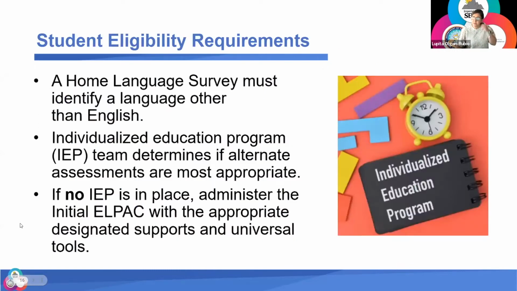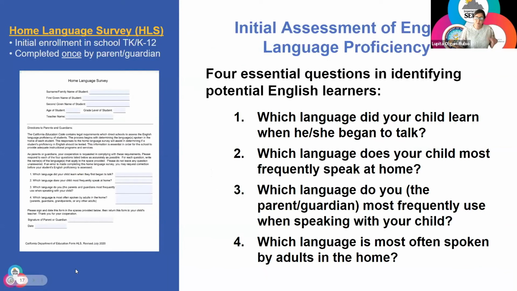So we're going to start with the student eligibility requirements, and that starts with the home language survey. So moving towards becoming more familiar with what that means and how we can incorporate some best practices in disseminating the home language survey so that we're able to get the accurate information from our families. We want to be able to share some time to talk about and think about what that looks like at your respective sites. So the home language survey is comprised of these 4 questions.